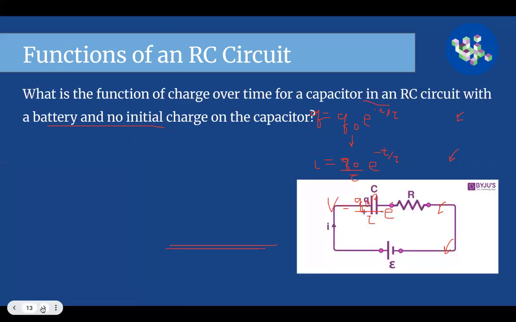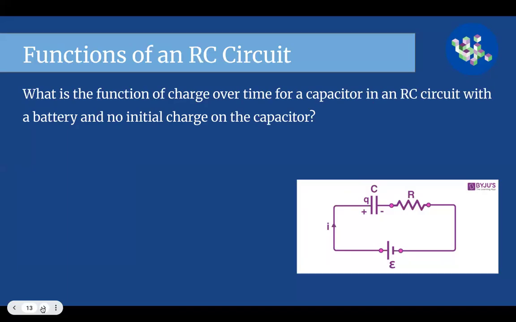So now we have our second case where we have an RC circuit, but the capacitor is initially uncharged. But now we're also connecting a battery. So the battery will force a current through it, and then we want to find the function of the charge over time for the capacitor in this case.